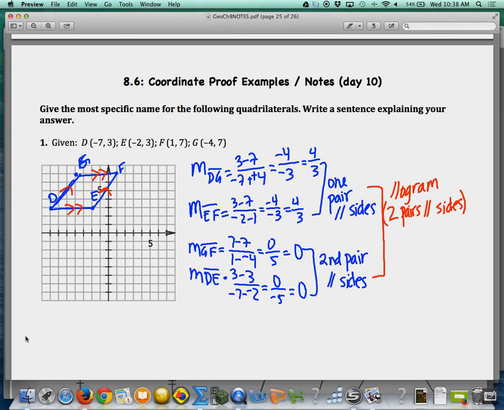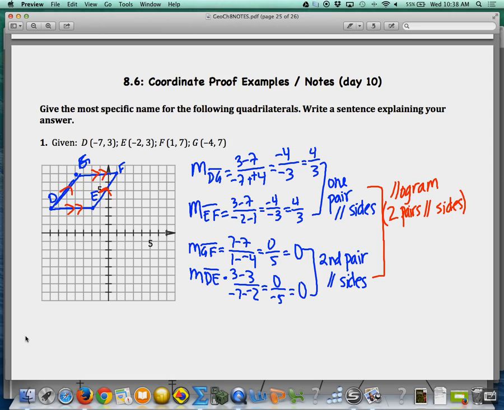Do these slopes give me any other information? Like it's definitely this figure or it's definitely not this figure? It's not a rhombus? It's not a square? It's not a rectangle? So we have a whole bunch of different options. Which one is it?